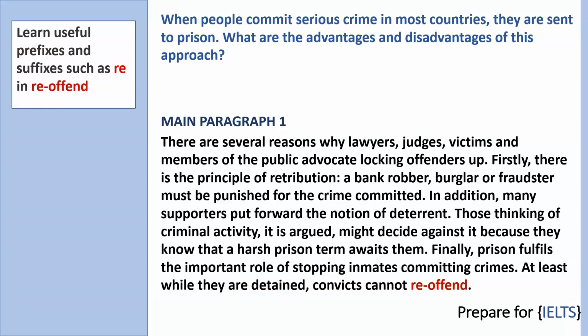Learn some useful prefixes and suffixes such as re. So here we have re-offend, as in offend again, commit another crime. So try to learn as many prefixes, little words that go in front of words, or suffixes, little words that go behind words, which will widen your vocabulary.